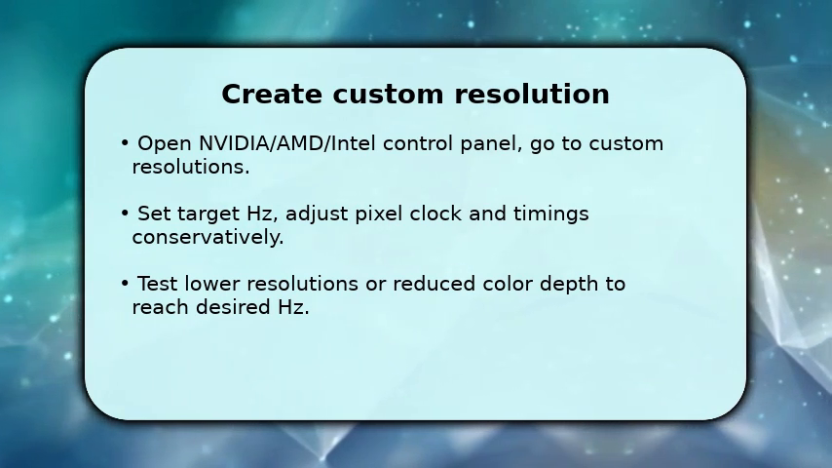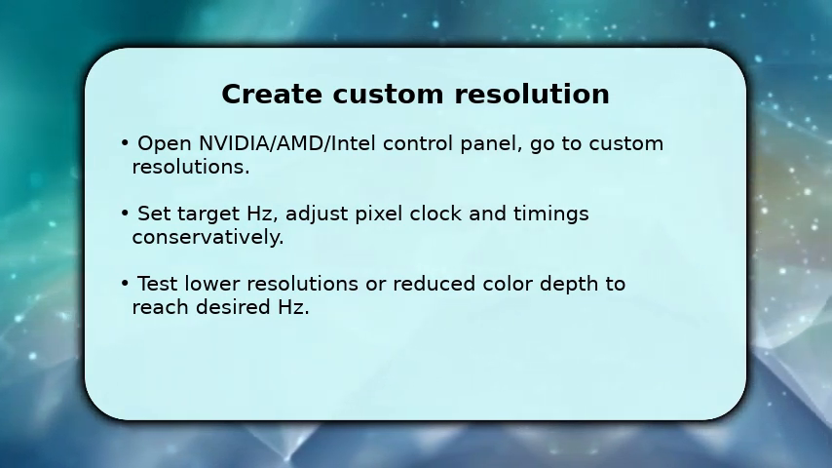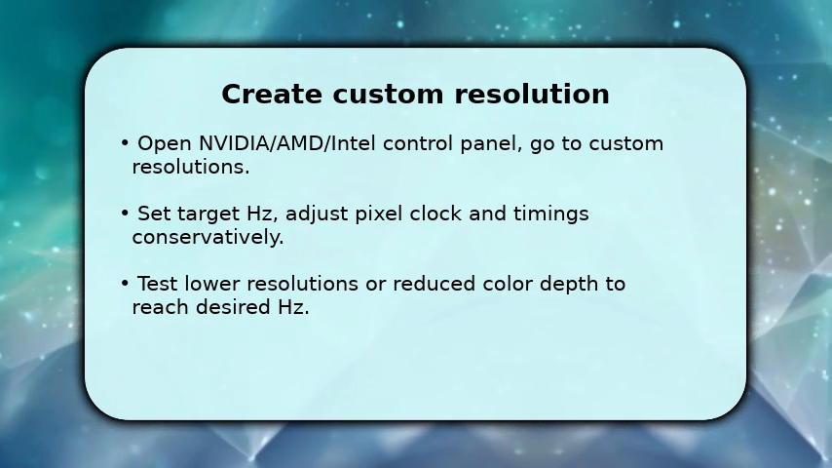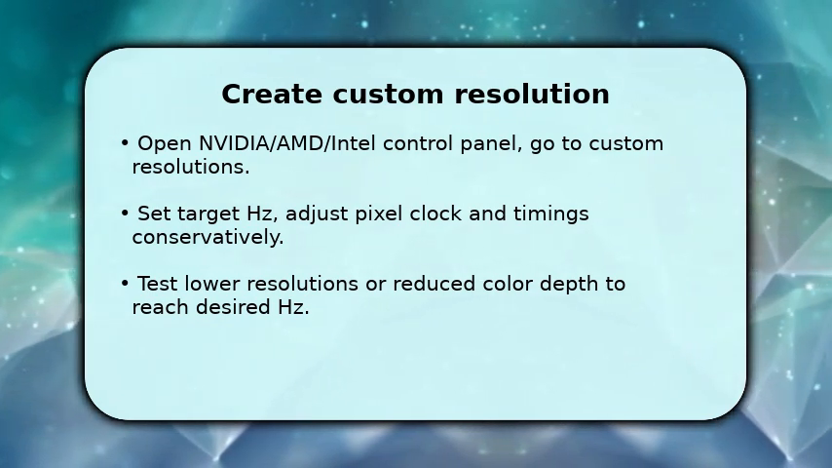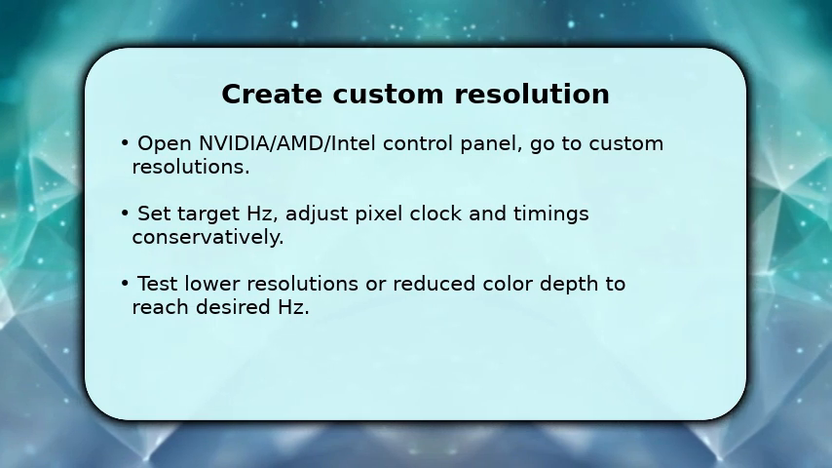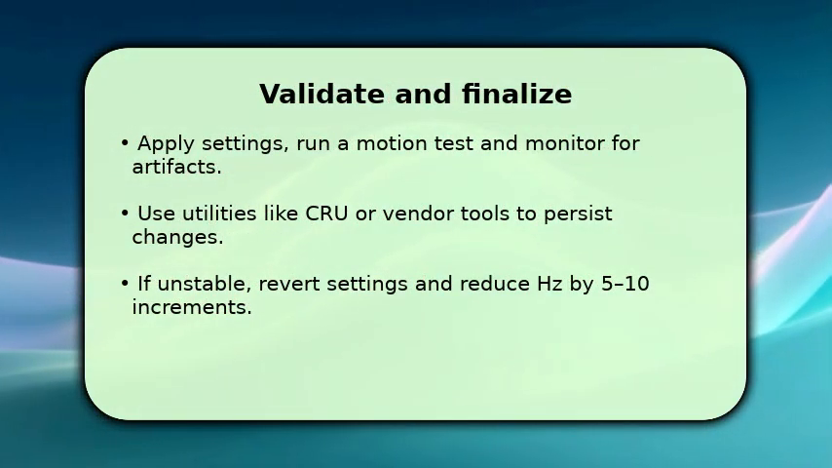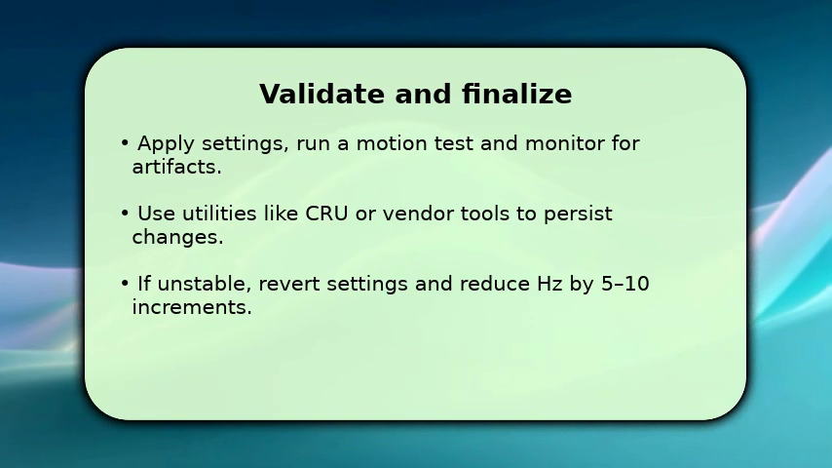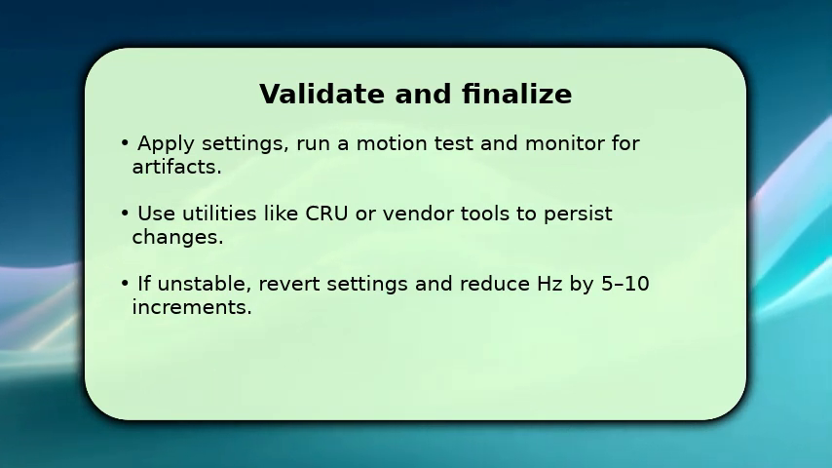If you can't hit the Hz at native resolution, make sure to test a lower resolution or reduce color depth. These trade-offs reduce bandwidth and often let you reach higher. Apply the custom mode and validate with motion tests. Look for tearing, flicker, or artifacting because stability proves the mode is safe.